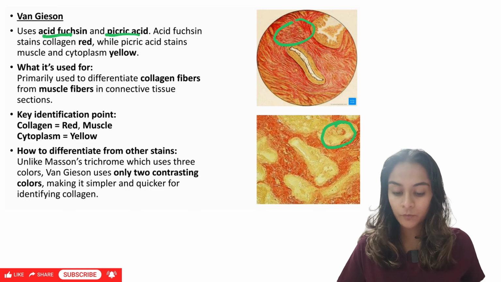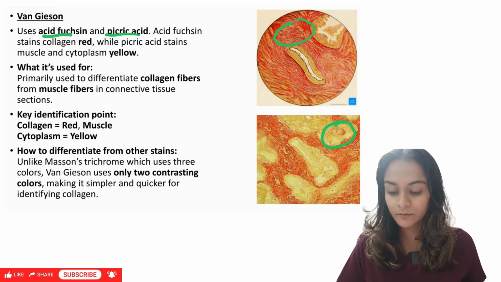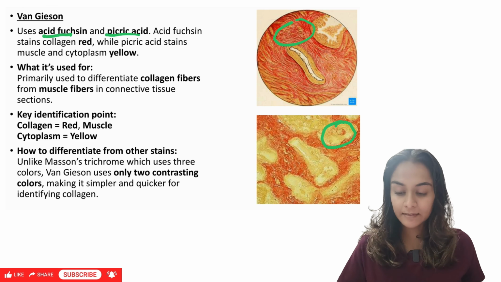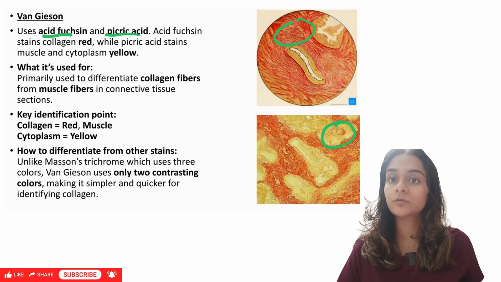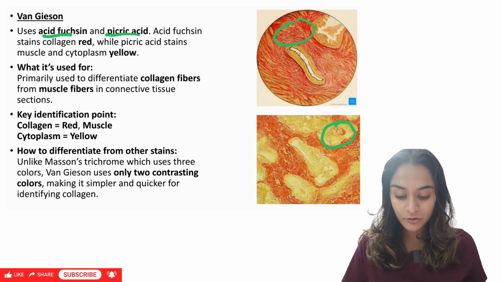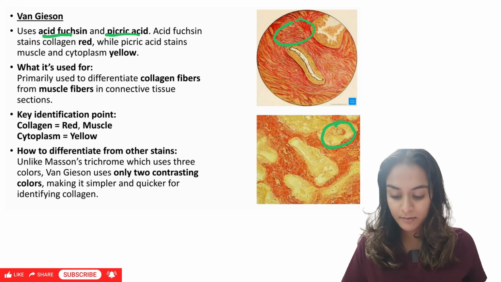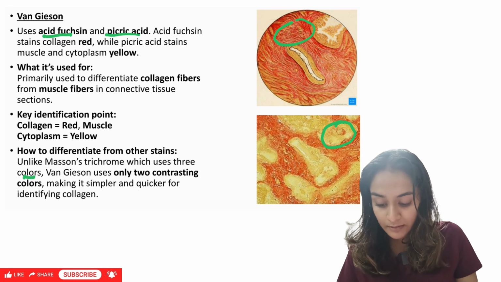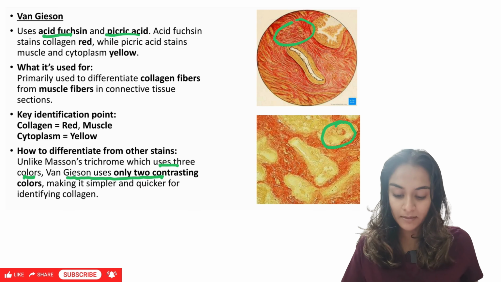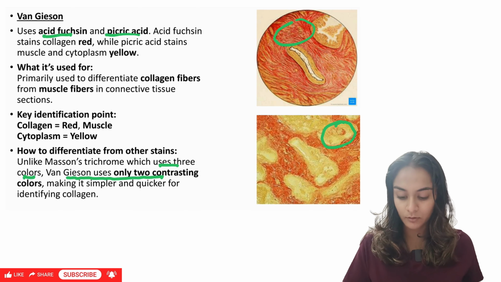What is it used for? It is used to differentiate collagen fibers from muscle fibers in your connective tissue sections. Key identification feature is your collagen is red in color and your cytoplasm is yellow in color. How to differentiate it from other stains? Unlike Masson's Trichrome stain which uses 3 colors, Van Gieson uses only 2 contrasting colors, making it a simpler and quicker method.